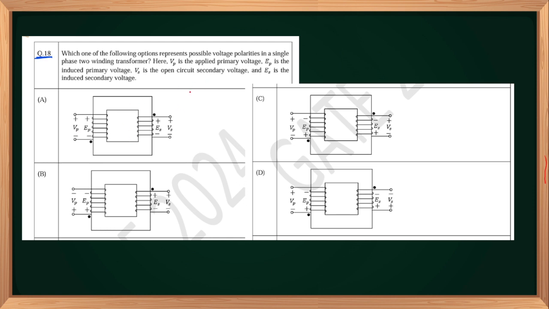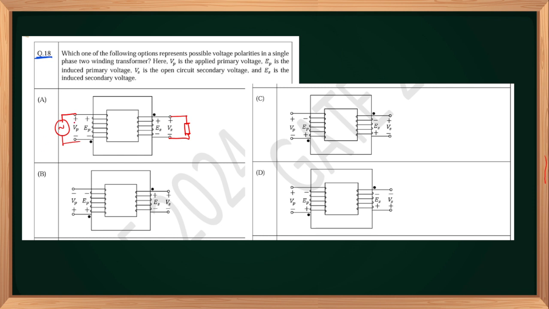As it is a transformer, he is saying primary and secondary. So no doubt the source is connected here, and on the secondary, no doubt the load is connected here. Remember, if you want to know the polarities, KVL and Lenz's law must be satisfied.